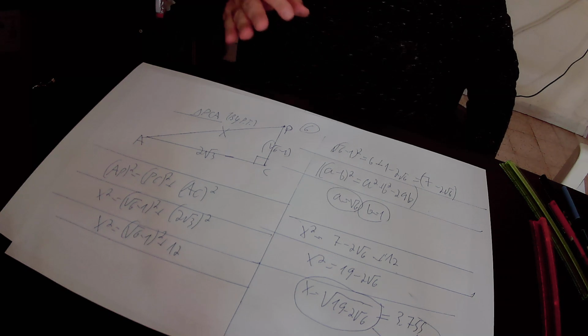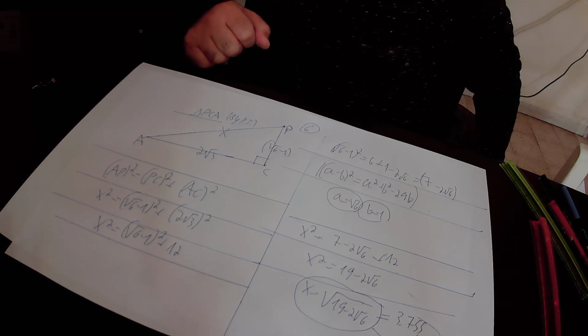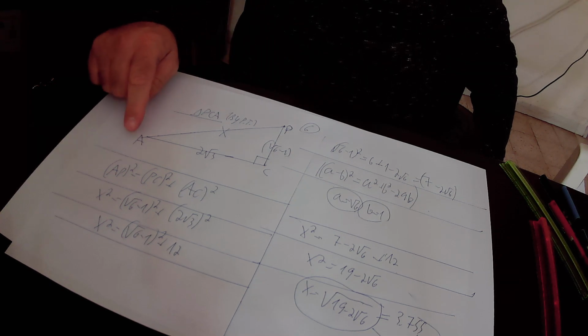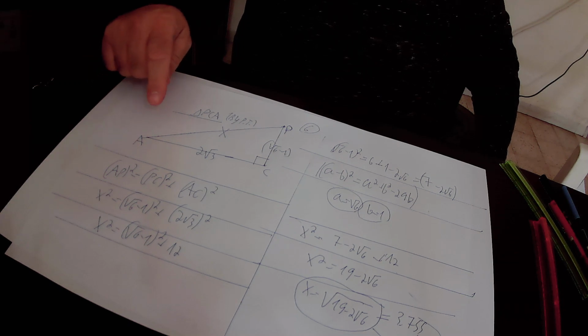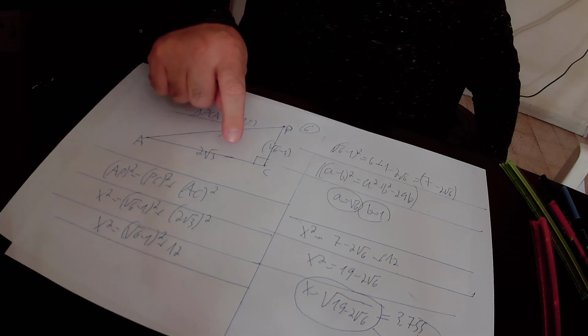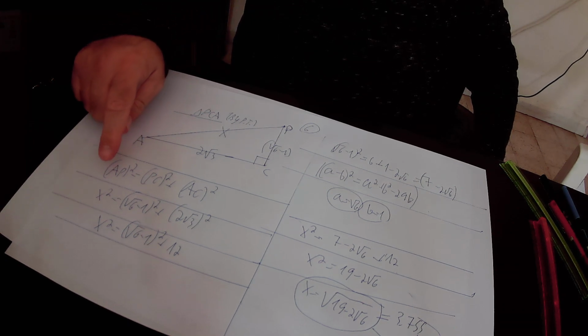According to the Pythagoras theorem, in any right triangle, the square of the hypotenuse equals the sum of the squares of the perpendiculars. The hypotenuse is AP, therefore the square of the hypotenuse is AP squared, and it must be equal to PC squared plus AC squared. AP equals x, therefore AP squared is x squared.